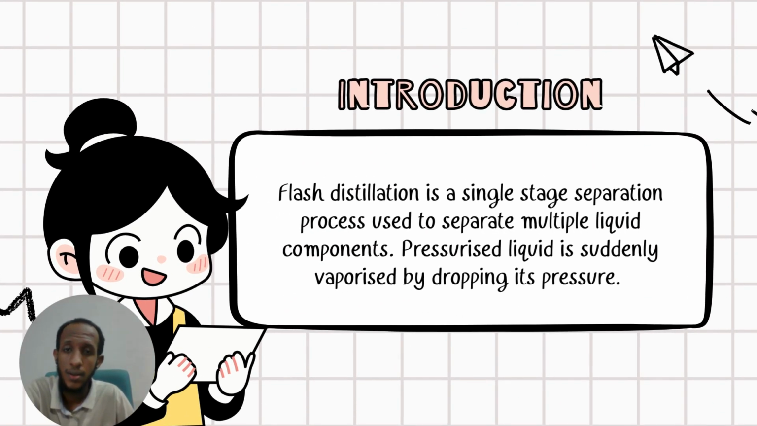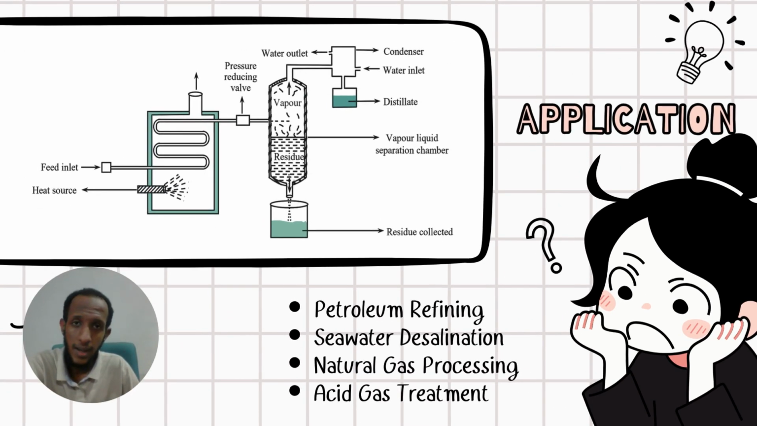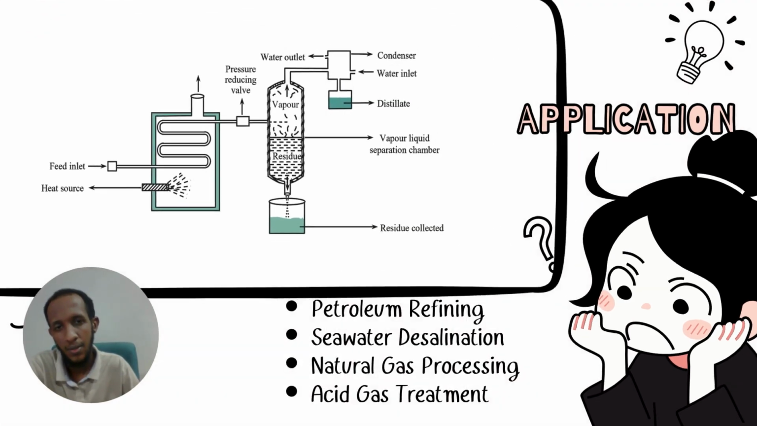As an introduction, flash distillation is a single-stage separation process used to separate multiple liquid components. The pressurized liquid is suddenly vaporized by dropping its pressure. For its applications, it is usually used in the field of petroleum refining, seawater desalination, natural gas processing, and acid gas treatment.